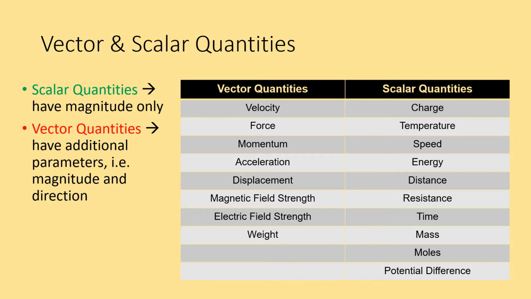Scalar quantities: charge builds up, it has no direction, even when it is flowing. The flow of charge has a direction, but the charge does not. Temperature is just a quantity. Speed, energy, distance, resistance, time, mass, moles, and potential difference. These are all scalars. None of them actually have a direction attached to them.